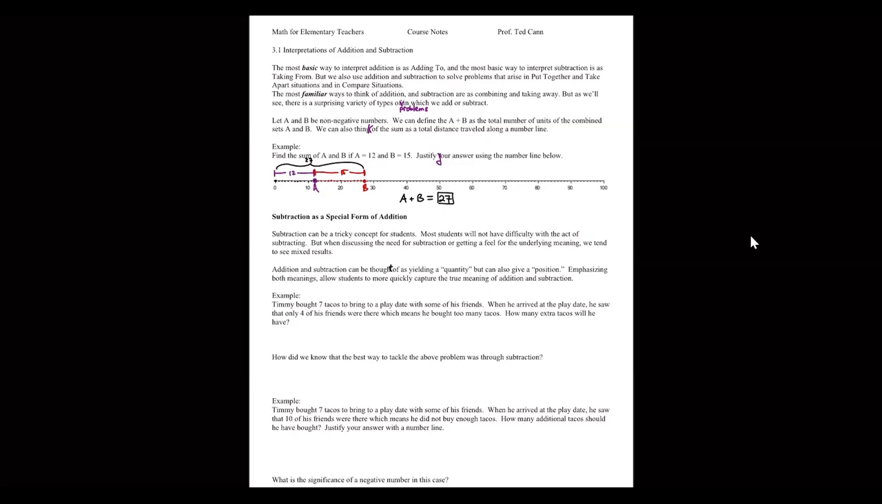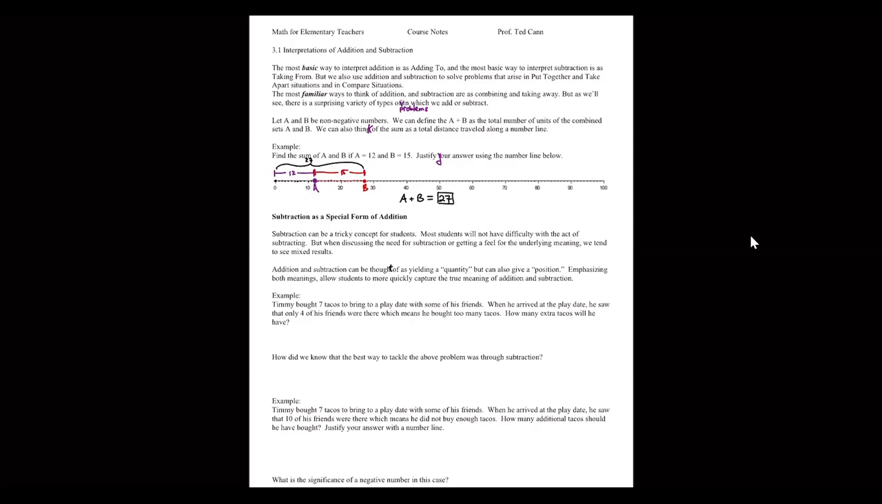Timmy bought 7 tacos to bring to a play date with some of his friends. When he arrived at the play date, he saw that only 4 of his friends were there, which means he bought too many tacos. How many extra tacos will he have? I suppose you could just say 7 minus 4, and that's the end of it. But that's not getting at the underlying concept.